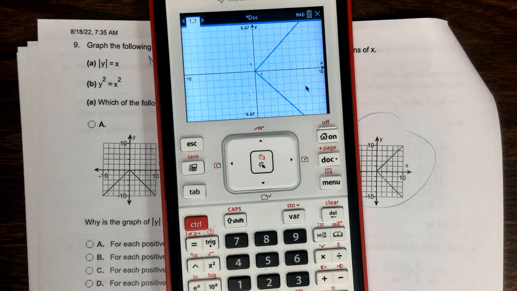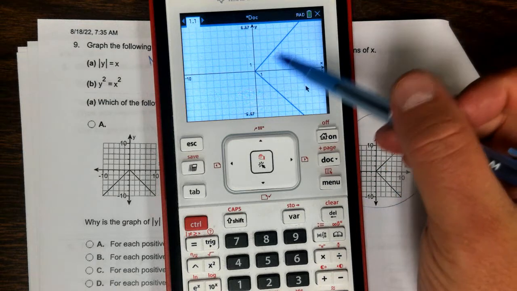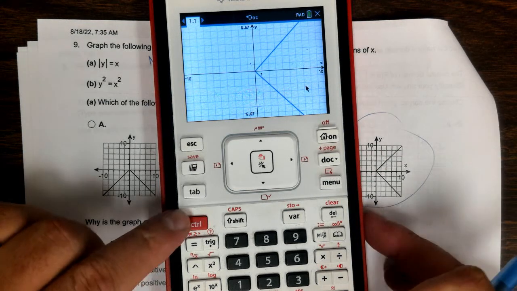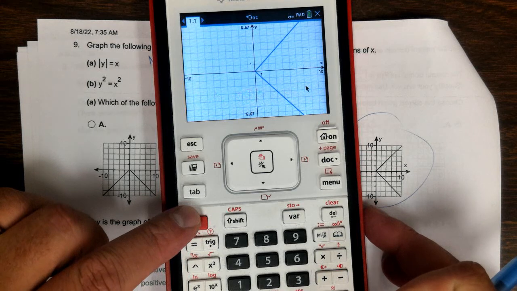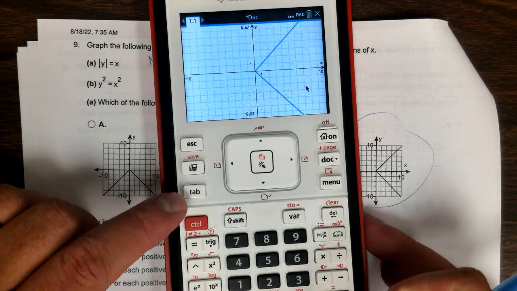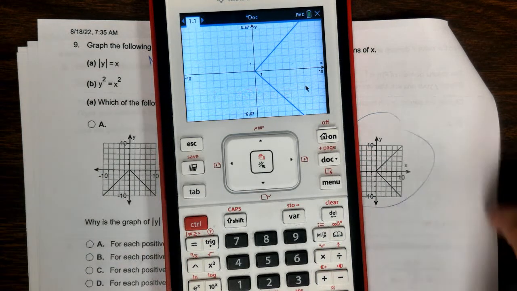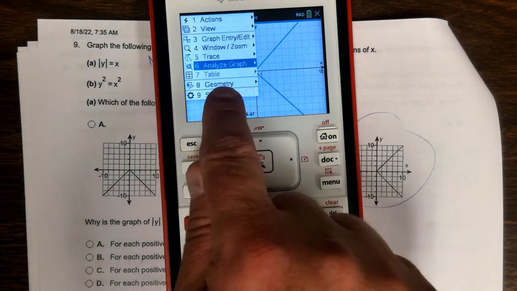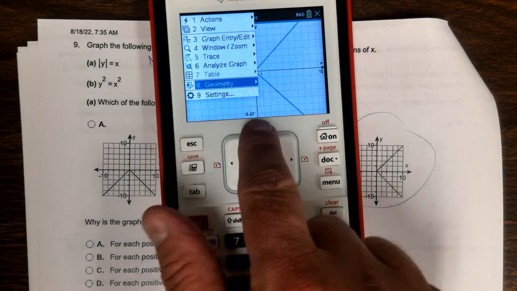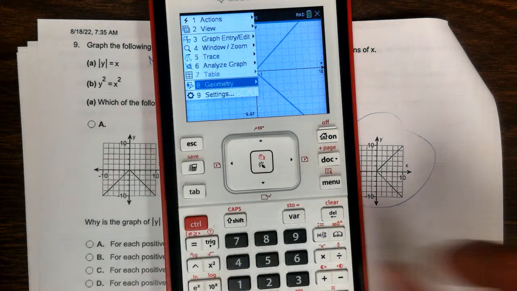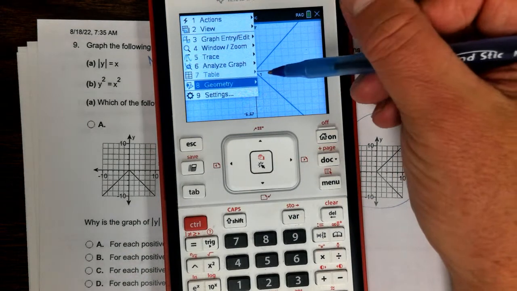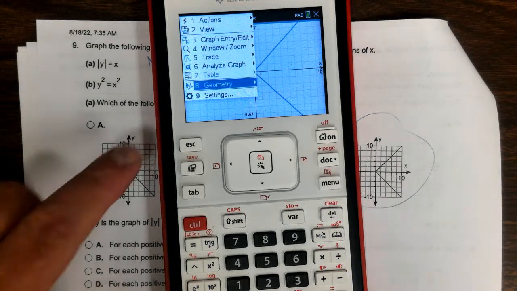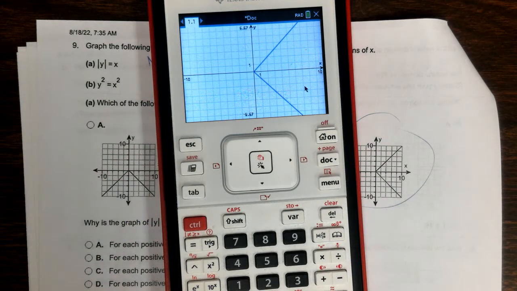Now the advantage of the relation is it does show you the graph of it. The disadvantage is the table doesn't work. Control T won't work. So even if you go to menu table, you see it's not available. It's skipped over it. The reason is because for one x value there's two y values, and so the table can't exist because it's not a function.